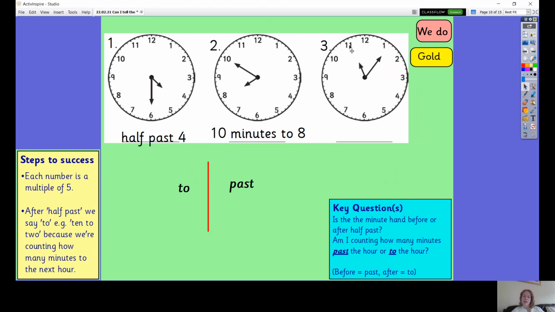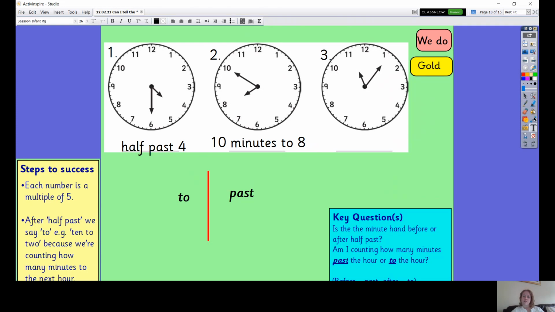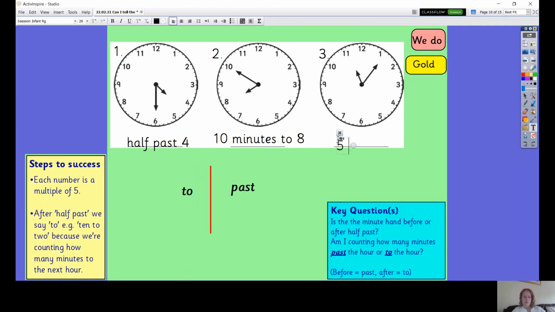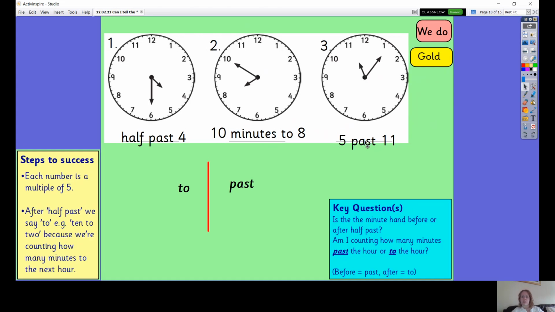What's it 5 minutes past? Well, it's past 11, isn't it? Because 5 minutes ago it would have been 11 o'clock. So it's 5 minutes past 11. So we either just write 5 past 11, or you can write 5 minutes past 11. It doesn't matter. If you're being super clever and you thought, actually, that one's pointing a little bit past it, I'm going to say it's 6 minutes past 11. That's fine too. You definitely get the mark as well.